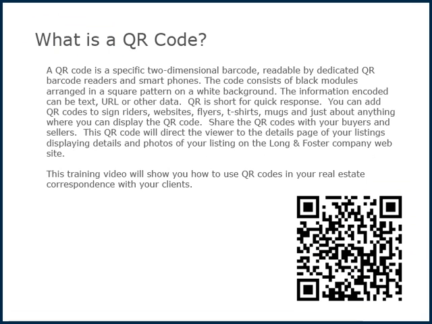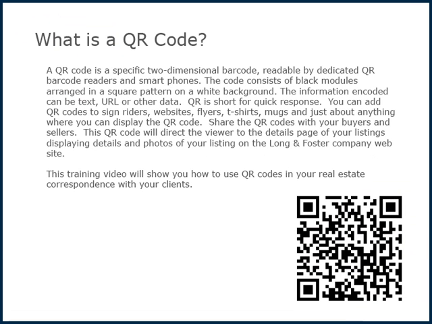You can add QR codes to sign riders, websites, flyers, t-shirts, mugs, and just about anything where you can display the QR code. Share the QR codes with your buyers and sellers. This QR code will direct the viewer to the details page of your listings, displaying details and photos of your listing on the Long and Foster company website.